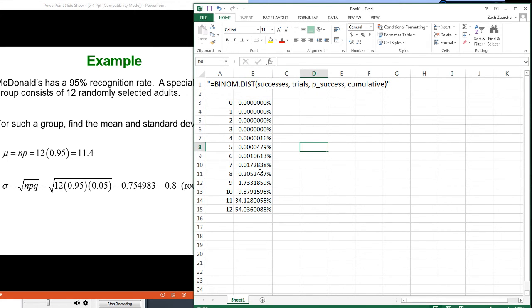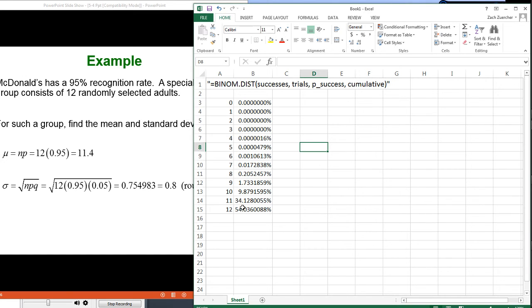But when you get up here to 9 adults recognizing the McDonald's brand, if you had a group of 12, it's not very likely that 9 of them would, that just has a 1.73% probability. But when you get up to 10, that's almost 10% probability that 10 out of 12. There's about a 34% probability that 11 out of 12. And 54% probability that 12 out of 12 would recognize the McDonald's brand.